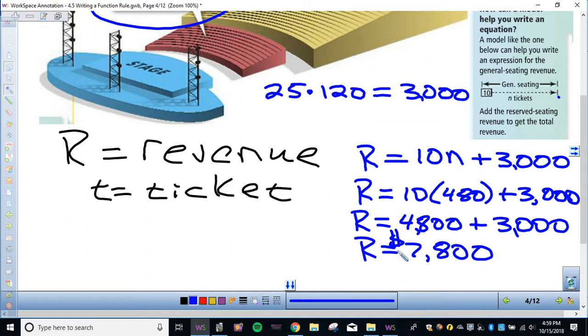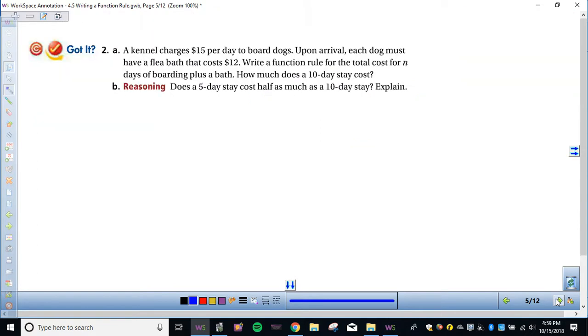Good idea to read these kind of sidebar things over here. They said add the reserve seating to the revenue to get the total revenue. So reserve seating was at $3,000, $10 per ticket for the general, 480 total seats, 4,800 plus the 3,000, a total of $7,800.